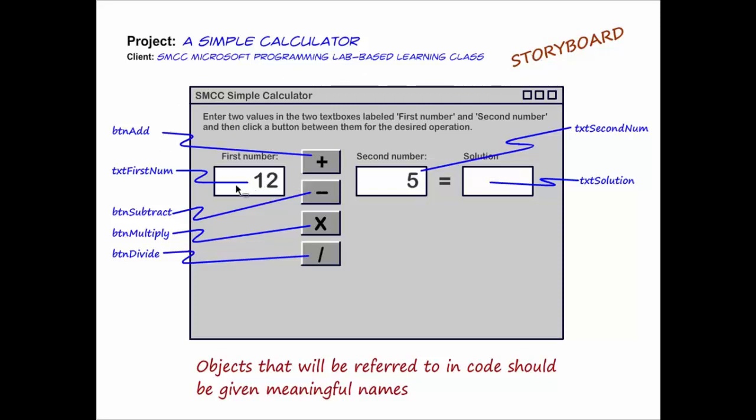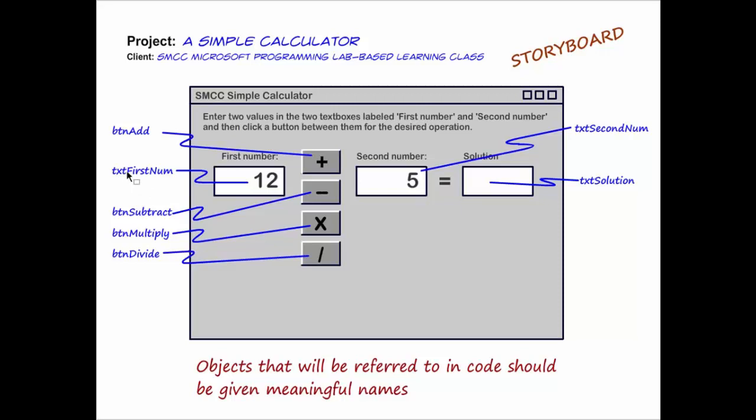So anything I'm going to use in code, I'm going to rename the name of that object. We're going to refer to these 3 text boxes in our code. So I'm going to name them something a little more meaningful: txt first num, txt second num, and txt solution. Now you notice I'm starting all 3 of those with the letters txt. This is called Hungarian notation, and it's a common format that Visual Basic programmers use and other programmers use in terms of creating names of objects. So any text box is going to start with the letters txt.